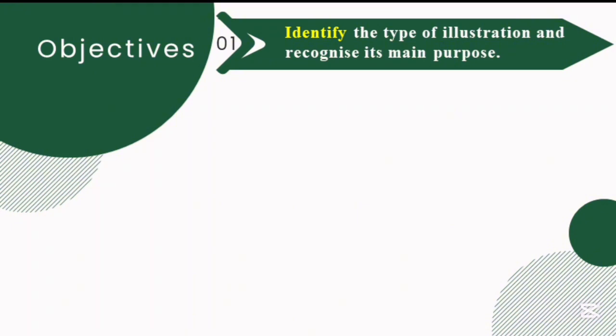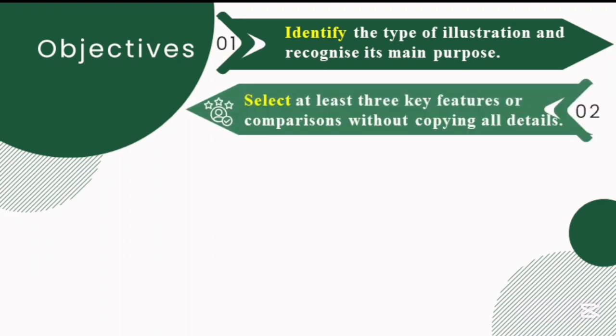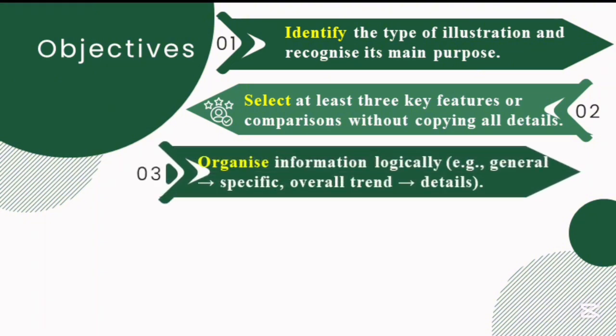First, we're going to identify the type of illustration and recognize its main purpose. We have many types of illustrations. What are they and what's their purpose? We select at least 3 key features or comparisons without copying all details. When we see an illustration, you have to select information. What information is very important and what other information we can omit. Then organize the information logically into a paragraph, starting from general to specific or from overall trend to details.